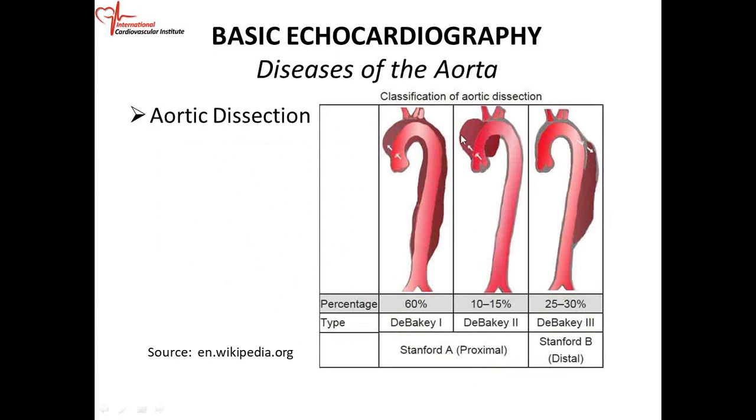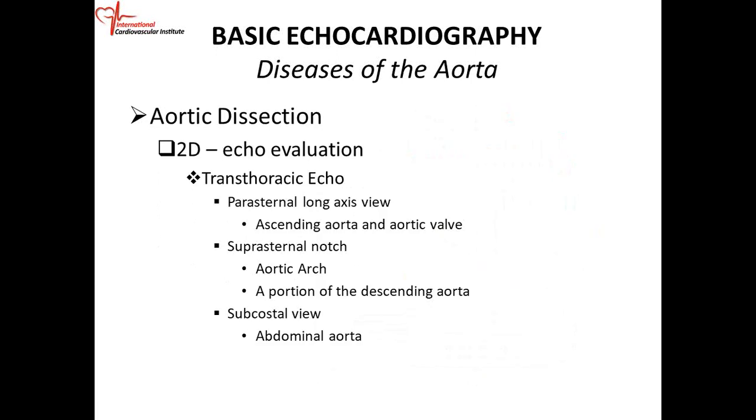Once it starts in the ascending aorta, surgery. And your DeBakey 1 and 2 is your Stanford A. So that's your Stanford A. Two different classifications. And then your DeBakey 3, this is your left subclavian. It starts just distal, just beyond the left subclavian and goes down. This is your DeBakey 3 and your Stanford B. So usually medical treatment for those patients.